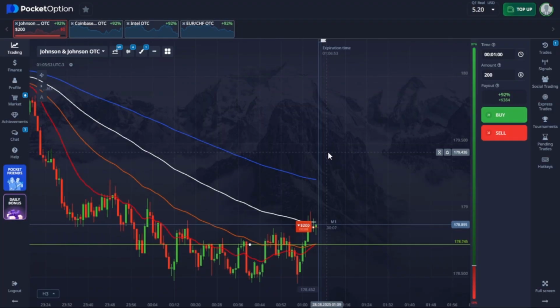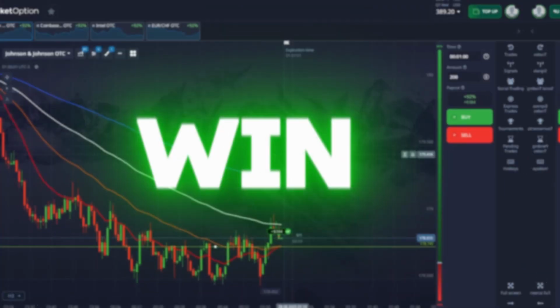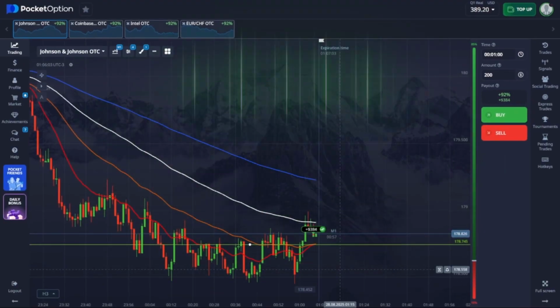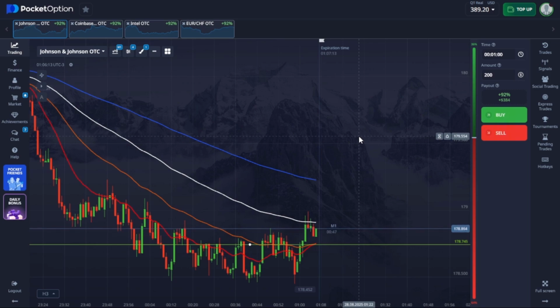Sometimes you can try some other entry points with 1 minute, but it's pretty harsh, right? And look at this, baby. We got another win. $384. Almost 39 on my account, guys. That's pretty good. Good position on that. I increased my account from 35 to 89 in less than 20 minutes. I succeeded in this video, guys.